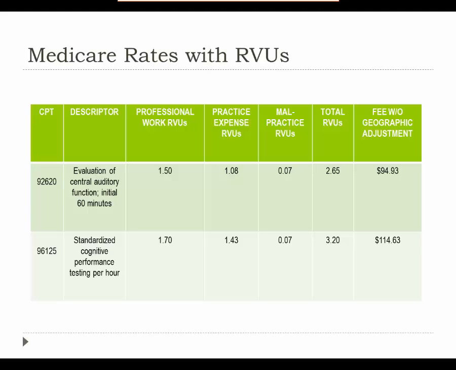and the malpractice RVUs are 0.07. These RVUs are totaled to reach 3.2 RVUs. This sum is multiplied by the same conversion factor for a national fee of $114.63.